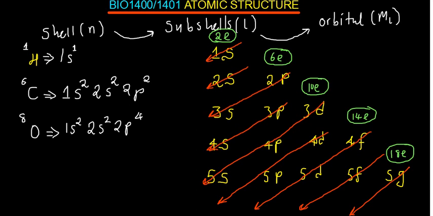So when writing, you can just write it as 2p instead of writing it as 2px, 2py? Yes, you just write 2p.